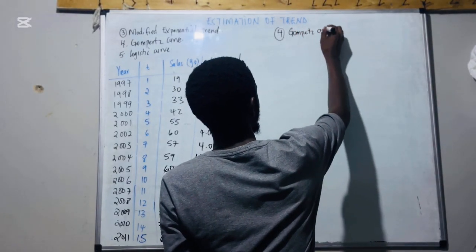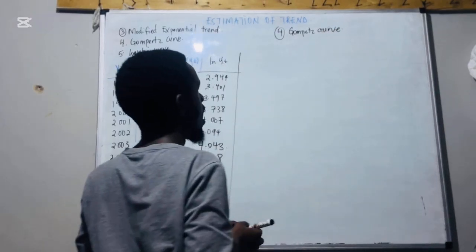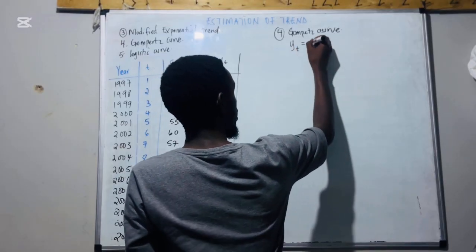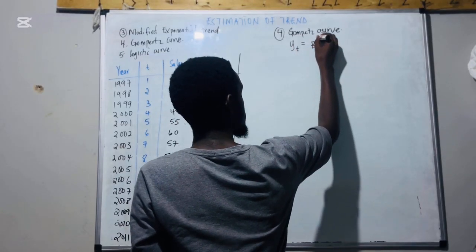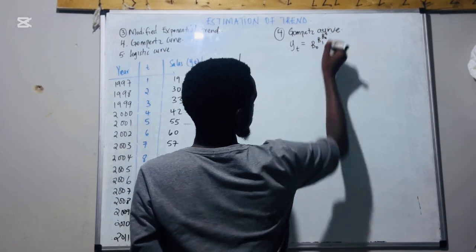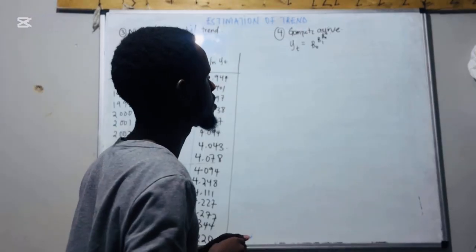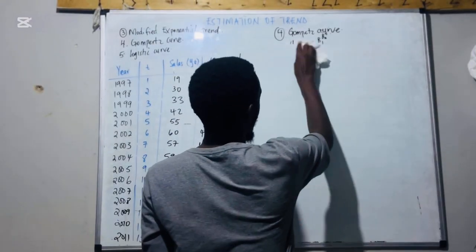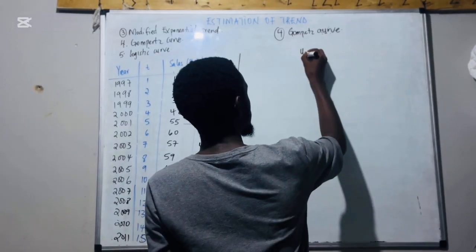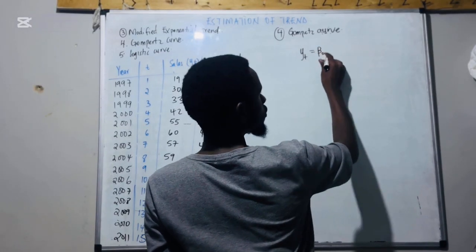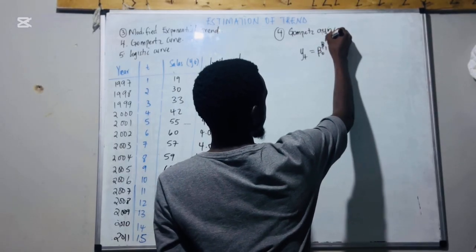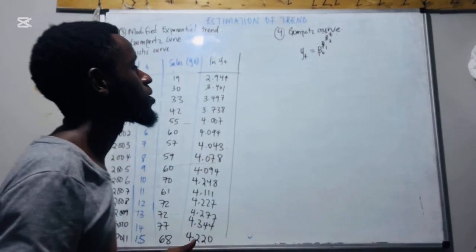For the Gompertz curve, remember this equation is yt equals beta naught power beta 1, then power beta 1, which is also power beta 2, and then beta 2 is power t. Are you getting it? I'm saying our curve is in the form of yt equals beta naught, but beta naught is power beta 1, beta 1 is power beta 2, and beta 2 is power t. That's what we call a Gompertz curve.